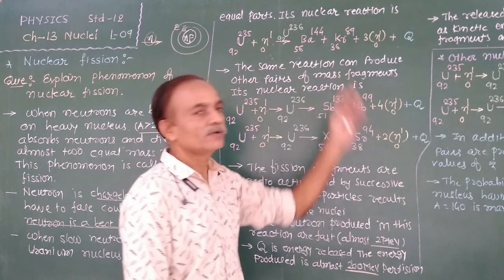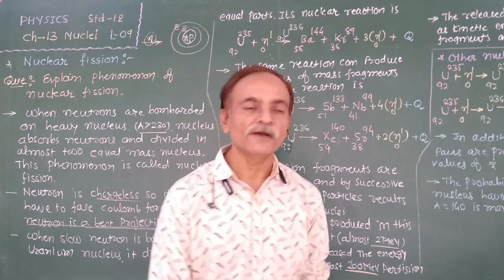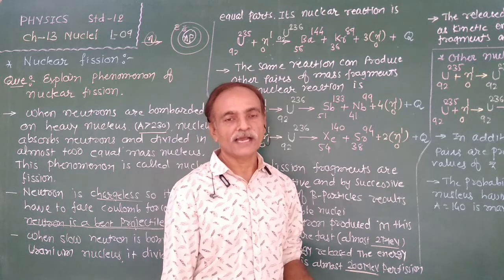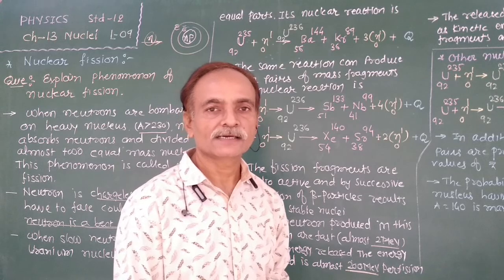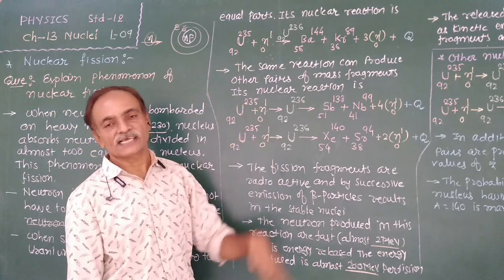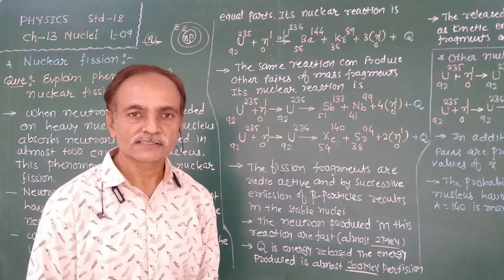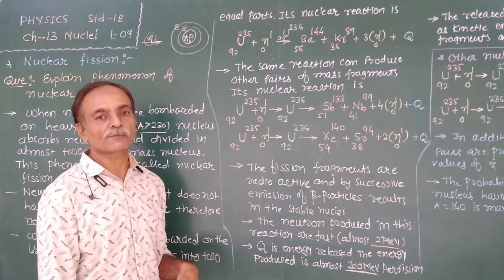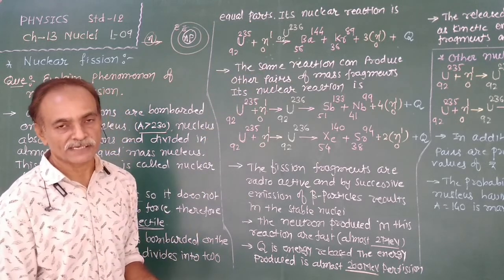This energy Q is not obtained as a bunch, but is released in the form of kinetic energy of the products, the kinetic energy of the neutrons, and also in the form of temperature, that means heat energy. Clear? Now, not only this reaction is formed when a slow neutron is bombarded on the uranium nucleus. Other pairs of fragments are also possible from the same reaction.